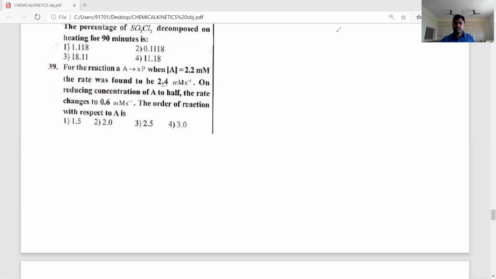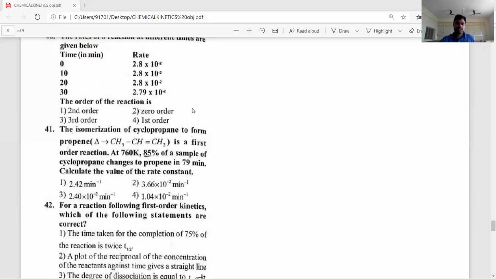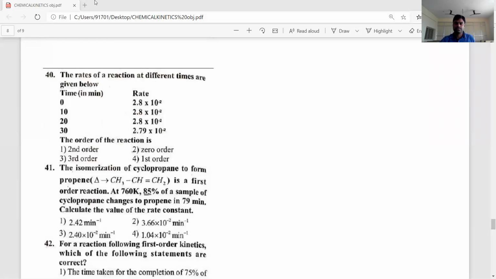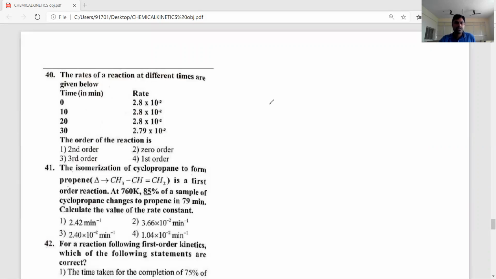Okay, let's see the next question. 40th: the rate of reaction at different times is given below. Time intervals are given, the rate is also given. So what is the order of the reaction, they asked. See, approximately the rate is 2.8 into 10 to the power of minus 2. If time is increasing, the rate is constant. 2.79 is also approximately 2.8 into 10 to the power of minus 2 only.